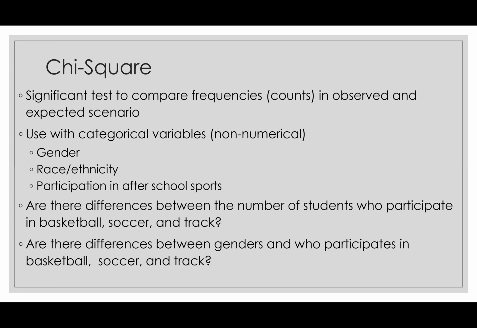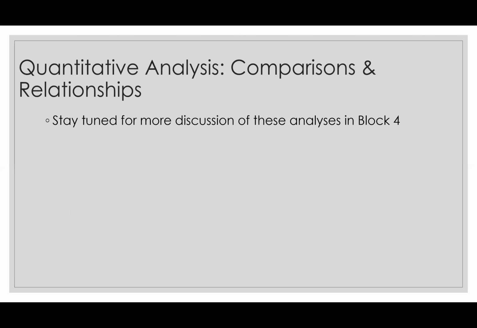Another question that we can ask with the chi-square is, are there differences between genders and who participates in basketball, soccer, and track? Does one gender participate in any of these sports at higher rates than the other gender? Again, these are comparisons of counts or frequencies and not means. And so that's the most important thing to remember with the chi-square.